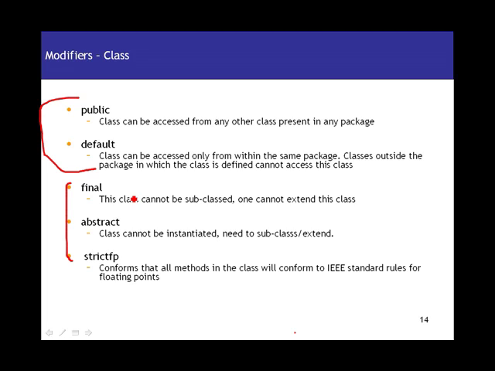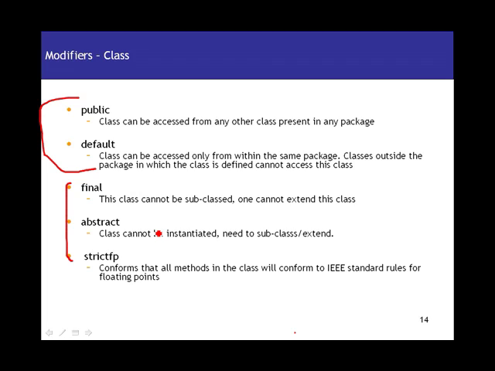Next, abstract. When you say abstract, it means that the class cannot be instantiated. So that means you need to subclass from your class. So how do you define it? You say abstract class name.